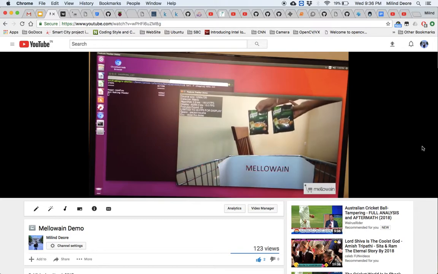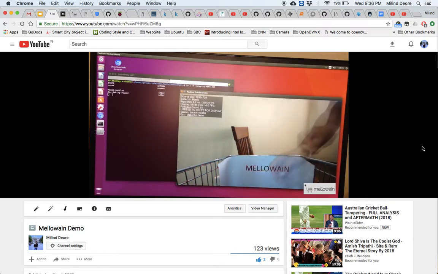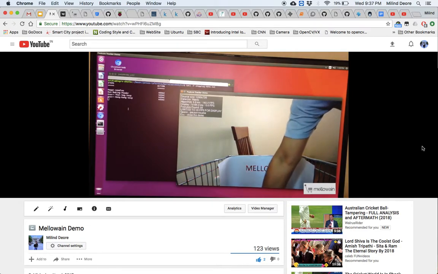Now let's see if the system can detect two similar looking products. Both packets look similar. We dropped one, and yes, the system has successfully added the right product. So it is not confusing between the two similar looking products. It picks up the two similar looking products as well.